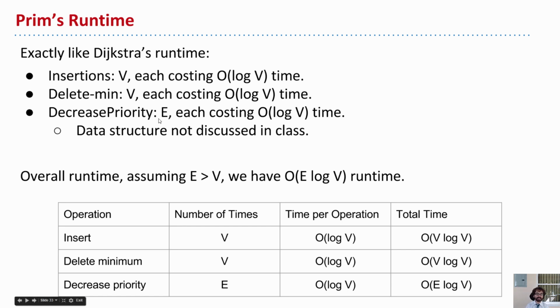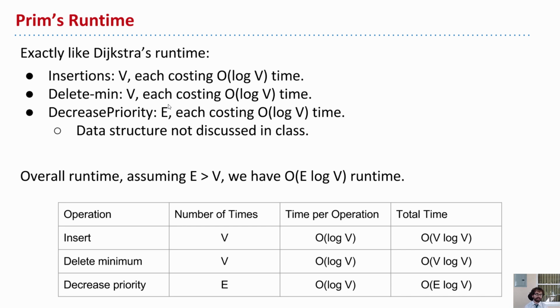And then finally we have up to E decrease priority operations. That is, each edge, whenever it becomes purple, magenta, right, when it's being considered, each edge may cause a priority decrease, which is where we cross out the number and put in a new value. And each of those decrease priority operations is going to be log V time.